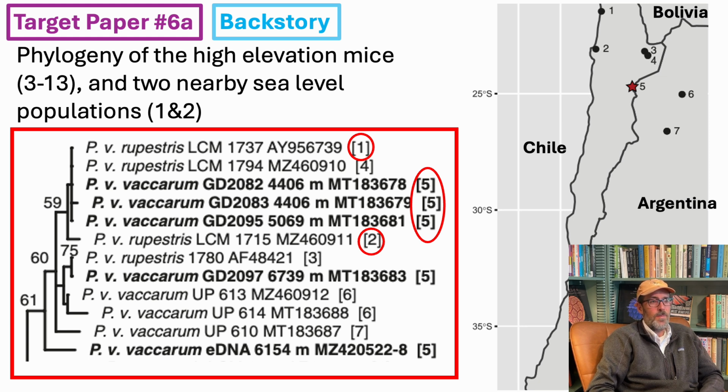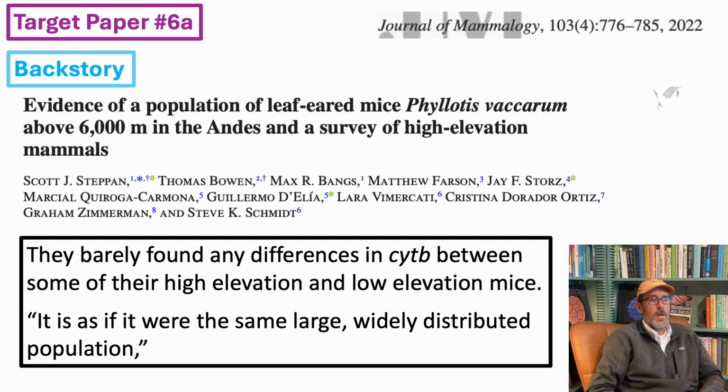That's kind of a sidelight. But that's kind of one of the main take-homes of this paper, at least for me. They barely found any differences in cytochrome B between some of their high elevation and low elevation mice, and they quoted that it's as if there were the same large, widely distributed population.